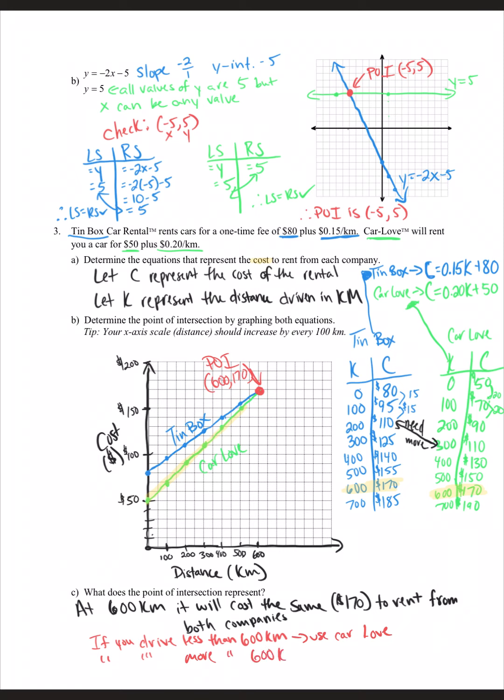Okay, if you were to drive more than 600 kilometers, then go ahead and use Tin Box, because you can see that once you get past 600 kilometers, the green line is going to go above that blue line, right? So Tin Box is actually going to be less if you drive more than 600 kilometers. Okay, that is it for today's lesson.